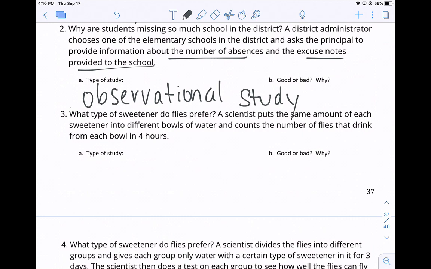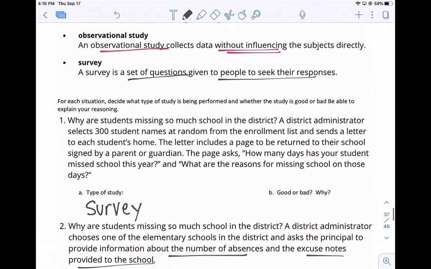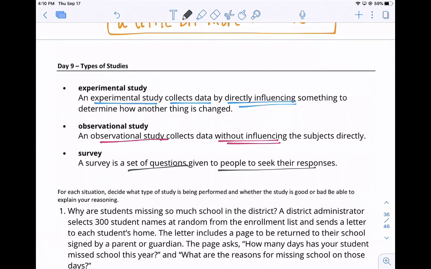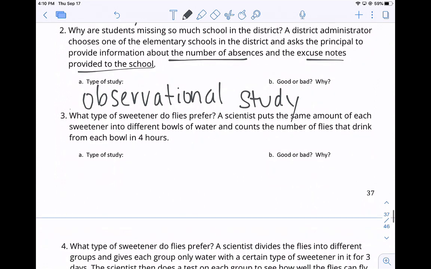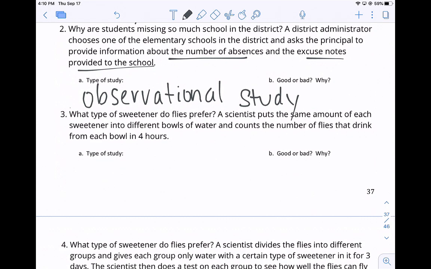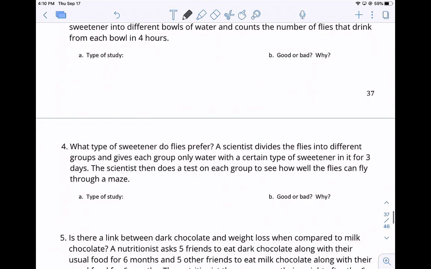All right, so here it's the same amount of sweetener in each bowl. So we're not really directly influencing it. I would say, again, an observational study because it's the same amount of sweetener versus, let's take a look at number 4. What type of sweetener?